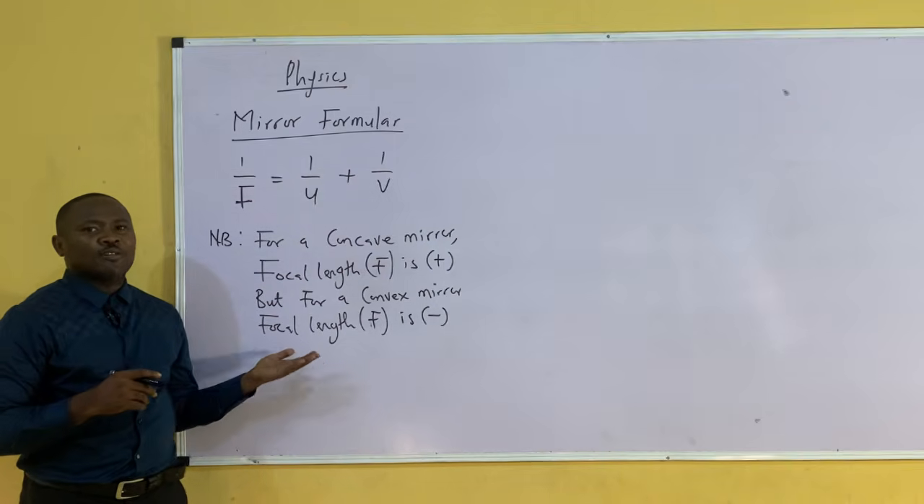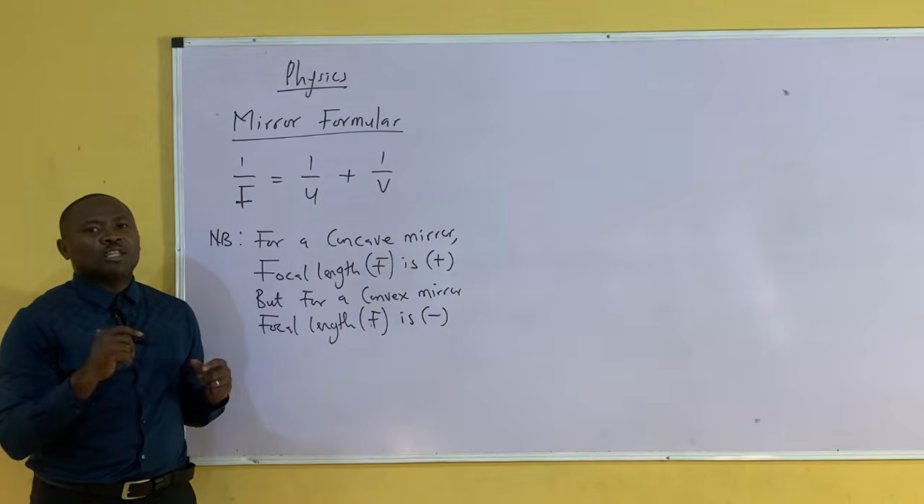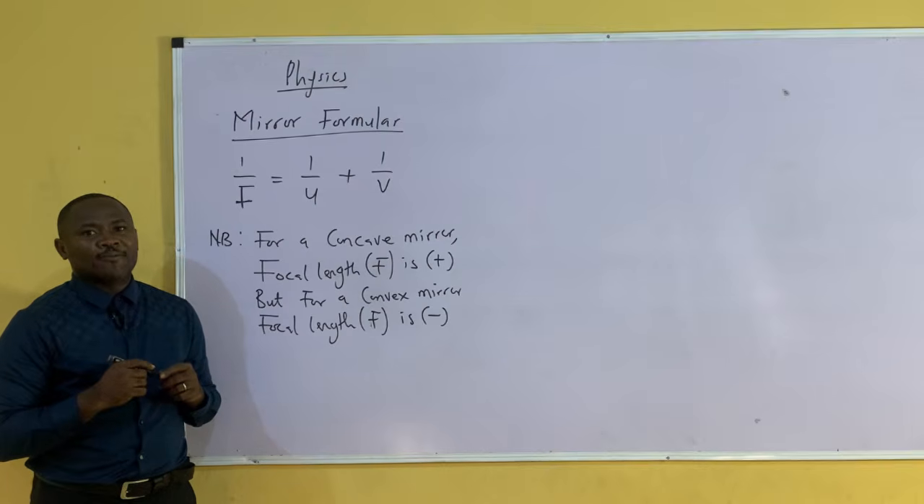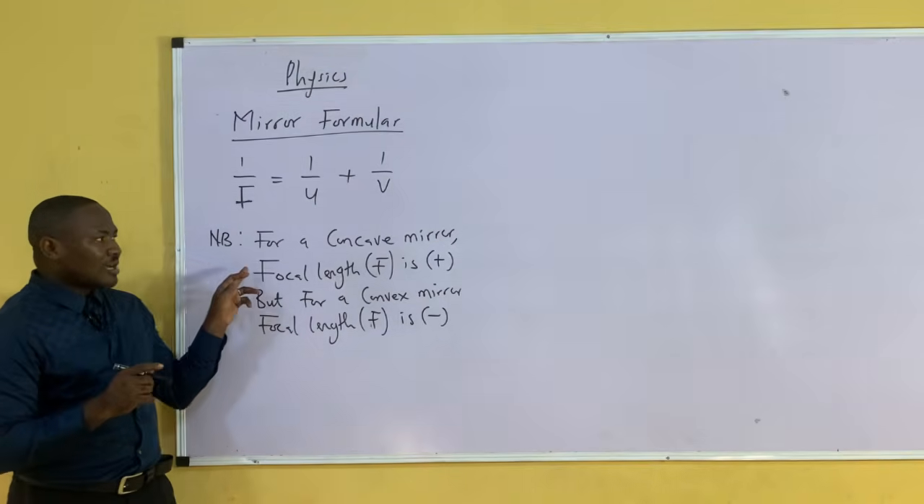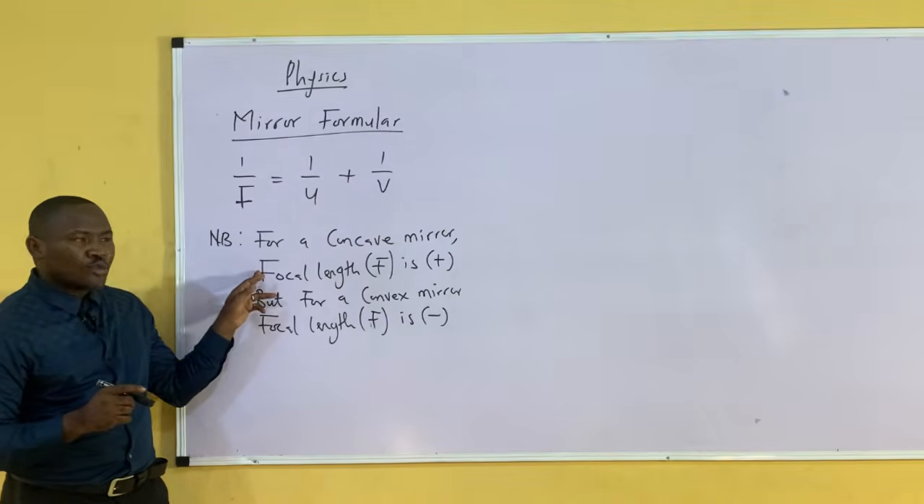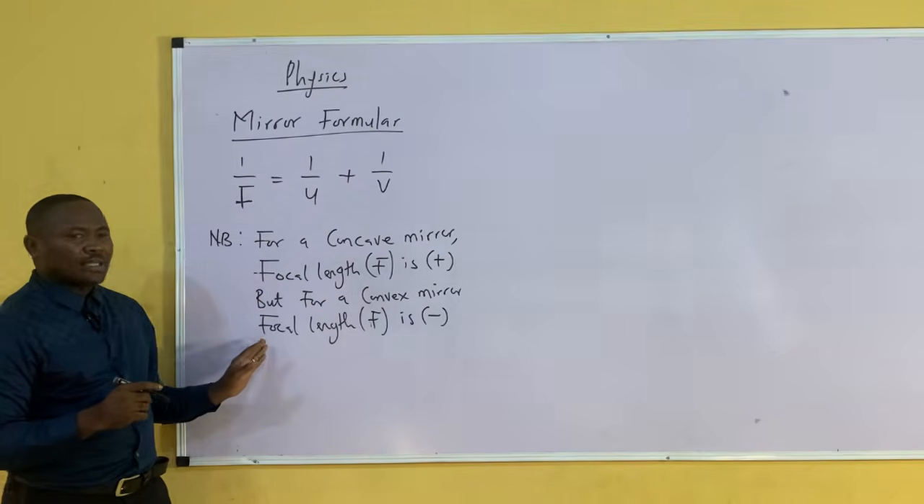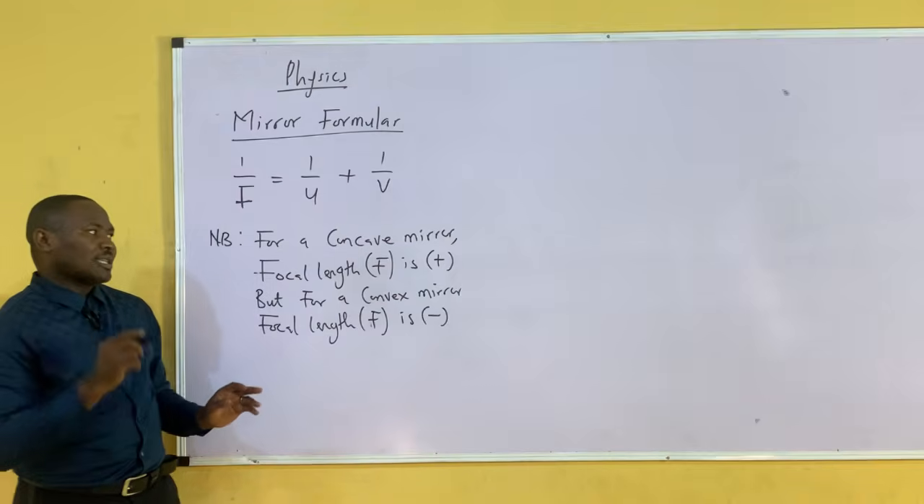I will say something very fast here. The focal length of a plane mirror is infinity. Focal length of a plane mirror is infinity. Focal length of a concave mirror is positive, while that for a convex mirror is negative.